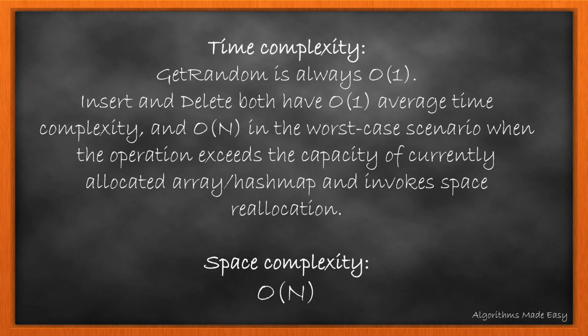The time complexity for the getRandom function is always O(1). The insert and delete will be O(1) in average time but O(n) in the worst case scenario. The space complexity will be O(n).